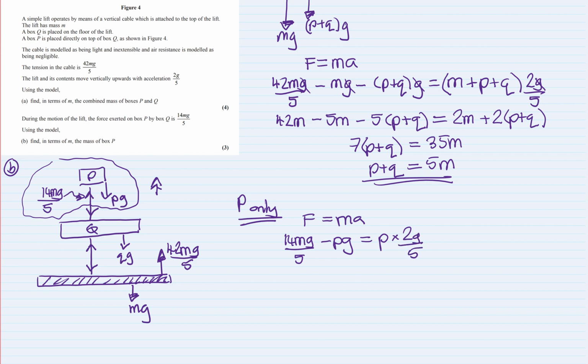So again, cancelling g all the way through and multiplying by 5, I've got 14m minus 5p equals 2p. So that gives me 7p equals 14m, and p equals 2m kilograms.